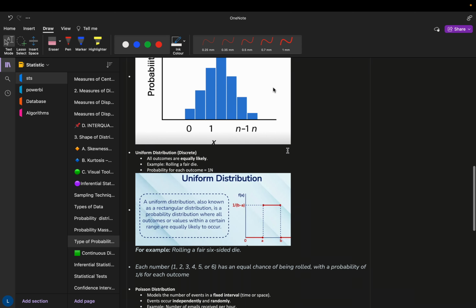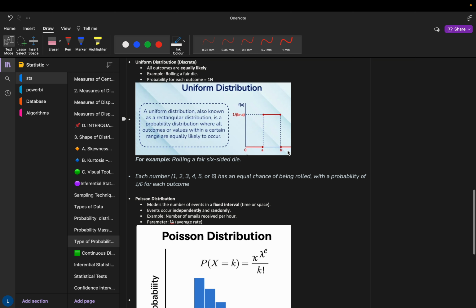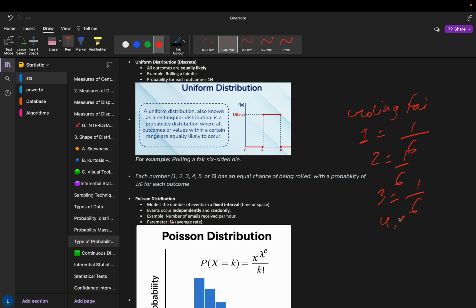Now moving to the next type of distribution, that is uniform distribution. It is also a type of discrete distribution where all outcomes are equally likely. For example, rolling of a fair die. What is the probability of getting 1? It is 1 by 6, right? What is the probability of getting 2? 1 by 6. What is the probability of getting 3? 1 by 6. Similarly for 4, 5 and 6, it's 1 by 6, 1 by 6 and 1 by 6. Means each of them has an equal chance, right?